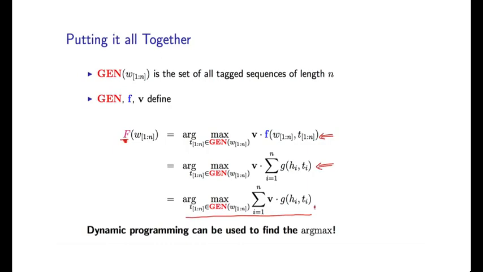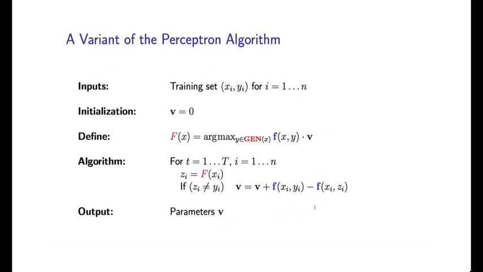So let me just talk briefly about how the perceptron works for these types of models. Again, here is a recap of the perceptron algorithm. We have inputs xi, yi for i equals 1 to n. In the tagging case, these will be sentences paired with entire tag sequences. We set v equal to 0. We define f(x) to be this argmax, where we iterate over all members of GEN, score each member, and find the highest scoring structure. And then in the actual parameter estimation step, we take big T passes over the data.